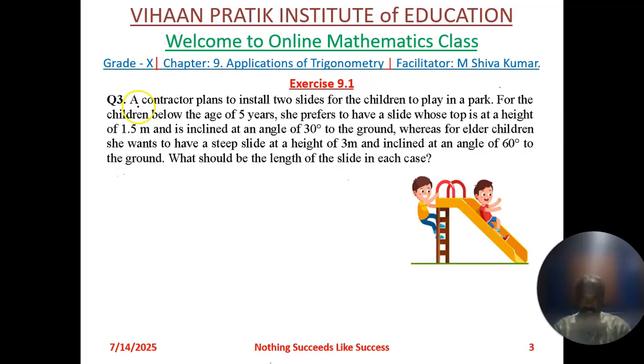Problem number 3 states that a contractor plans to install 2 slides for the children to play in a park. For the children below the age of 5 years, she prefers a slide whose top is at a height of 1.5 meters and is inclined at an angle of 30 degrees to the ground, whereas for elder children she wants a steep slide at a height of 3 meters and an inclined angle of 60 degrees to the ground. What should be the length of the slide in each case?